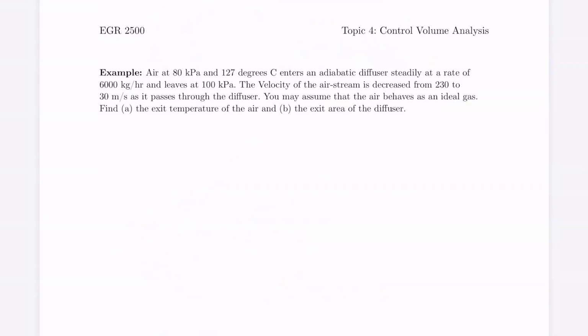Okay. All right. So we have air at 80 kilopascals and 127 degrees Celsius entering an adiabatic diffuser steadily at a rate of 6,000 kilograms per hour and leaving at 100 kPa. The velocity of the airstream is decreased from 230 to 30 meters per second as it passes through the diffuser. You may assume that the air behaves as an ideal gas. Find the temperature of the air and the exit area of the diffuser.